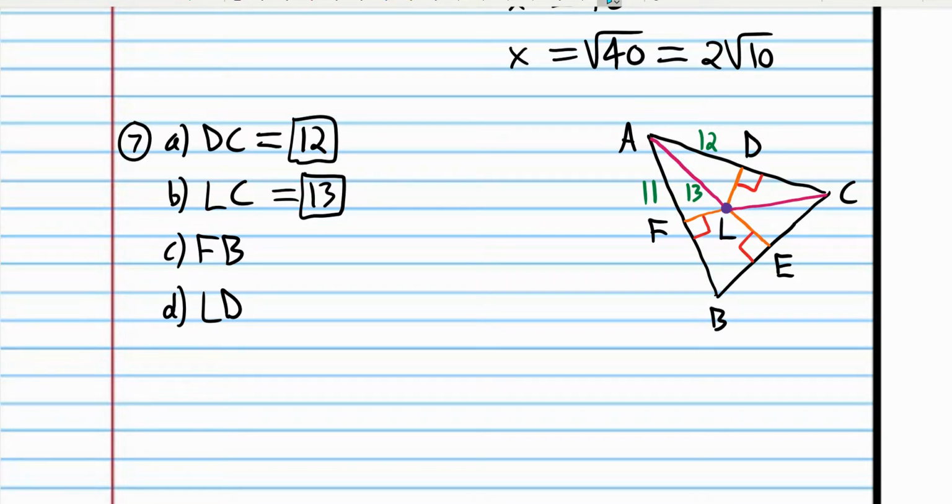FB. FB, that's going to be 11. So we have another easy problem there. Whoops. So that is 11, because this is 11 and this is 11. Again, they're perpendicular bisectors.